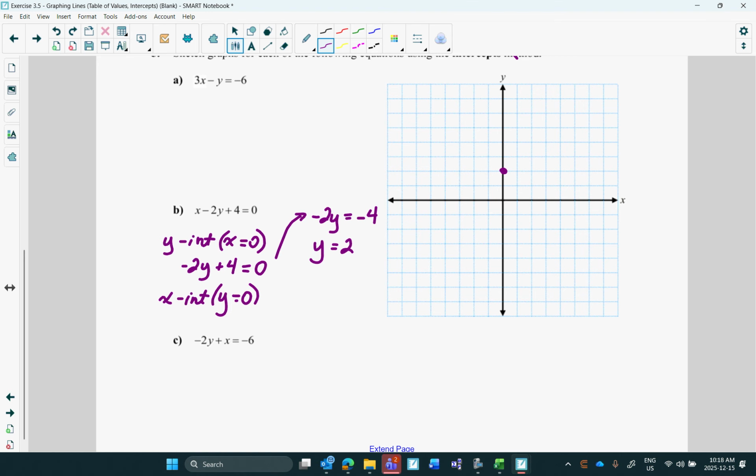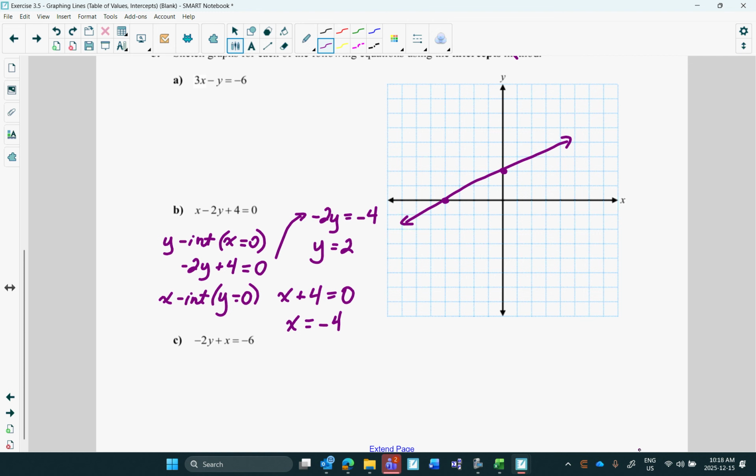So what does it look like when I make y equals 0? Well, this minus 2y completely disappears because 0 makes it nothing. So I'm left with x plus 4 equals 0. Therefore, the x-intercept is -4. So put x equals -4 on the graph. There's your 2 points. Draw a line through them. And you're done.